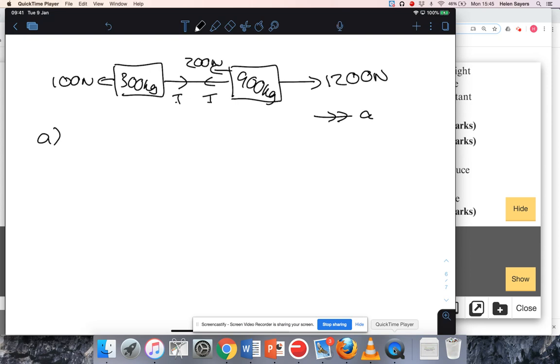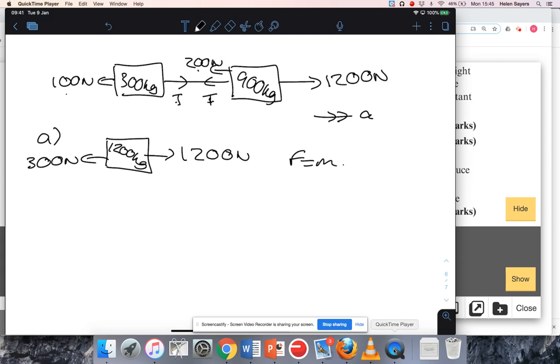don't know the tension and I currently don't know A. I know what it should be. So if I model the whole thing as a single body, the driving force is 1,200 newtons. The total resistive forces are 300 newtons. That's the 100 plus the 200, and tension is going to cancel because that's equal and opposite both those values of T. The total mass is 1,200 kilograms.